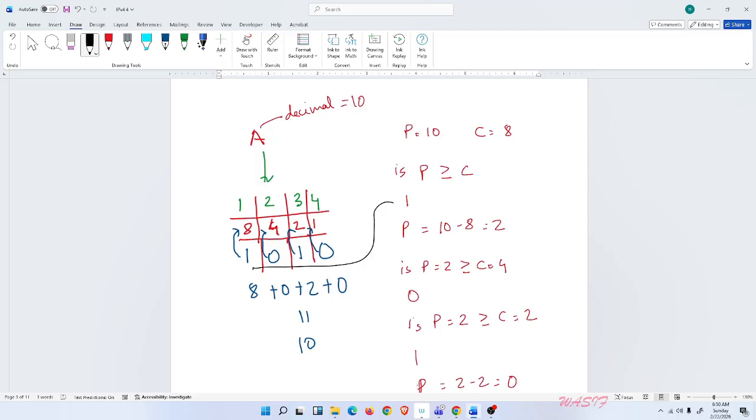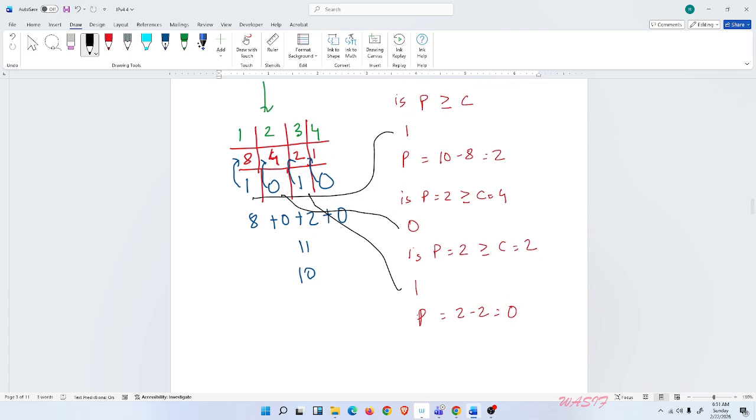Now you need to change the pointer value. 10 minus 8, what you compared with, gives 2. The new pointer value is 2, and the column value is 4. Is 2 greater than or equal to 4? No, so it will become 0. The pointer value is still 2 because last time we got 0, and the column value will become 2. Is 2 greater than or equal to 2? True. Then the binary is 1. Whenever you get the binary 1, you need to change the pointer value: 2 minus 2 is 0. Once you reach 0, that is the solution. So the last bit will become 0.